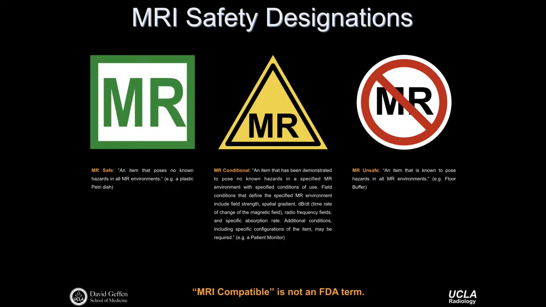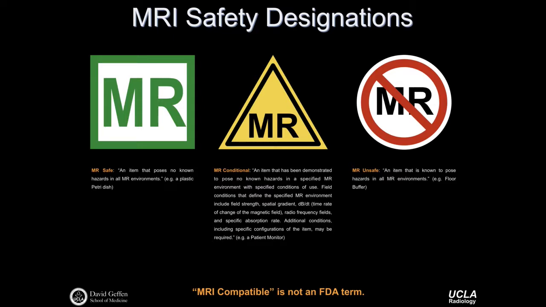It's also important to recognize what the various safety designations are in MR, because sometimes the language is confusing, in part because MRI compatible gets used in the colloquial sense all the time, but that's not in fact an FDA-approved term. The three terms the FDA actually approves of use include MR safe, that is an item that possesses no known hazard in an MR environment. So these are things like plastic petri dishes and bed sheets and linens and earplugs and these kinds of things.